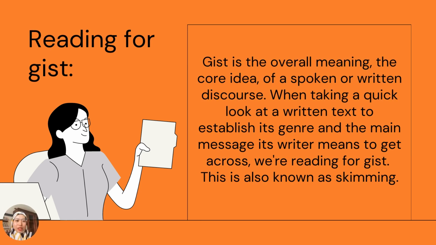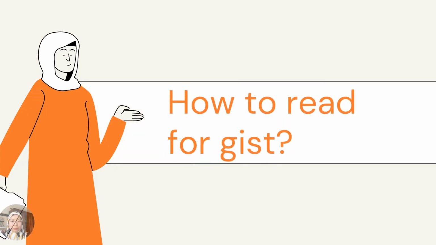Reading for gist is actually when you read for overall meaning. You just take a quick look at the written text and then you guess or interpret what the main message is that the writer means to get across. Another word for reading for gist is actually skimming. So how do we read for gist?